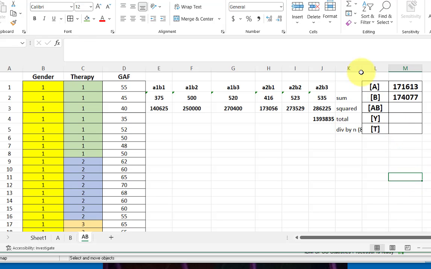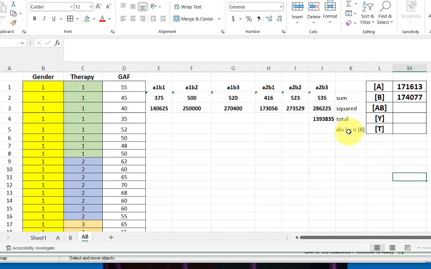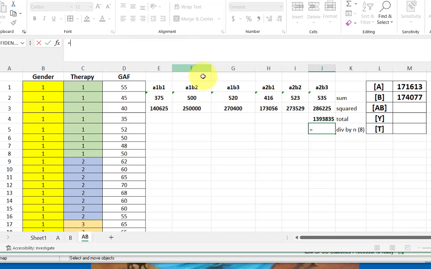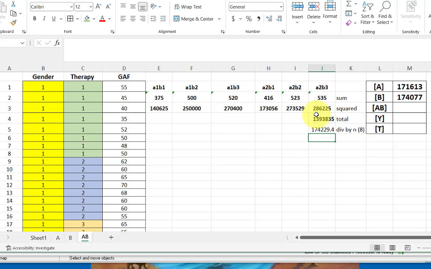Alright, let's move you guys over a little bit. So we're going to take that number. We're going to divide it by 8. Enter. Boom. So that looks like our AB bracket. I keep calling it AB squared. This is our bracket AB.